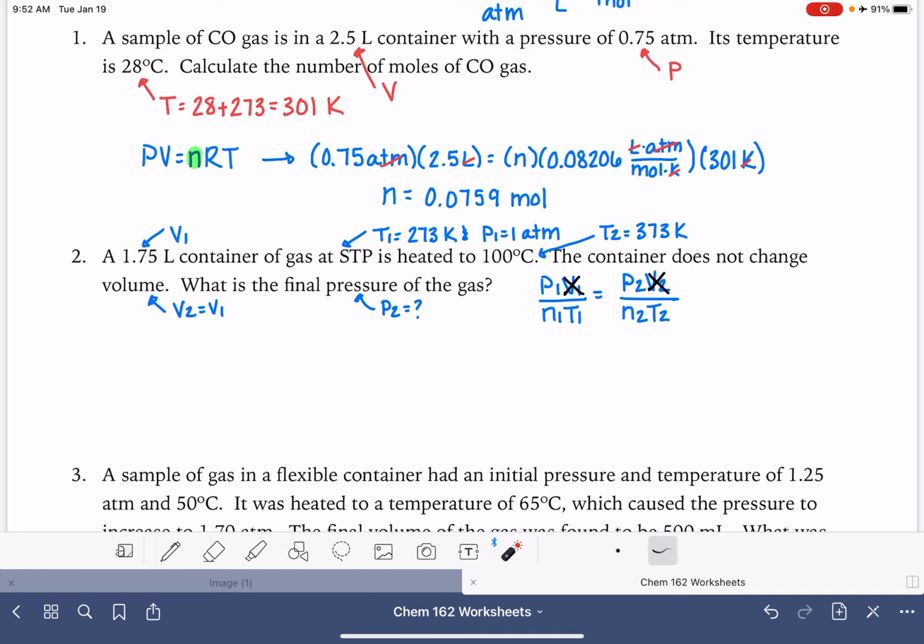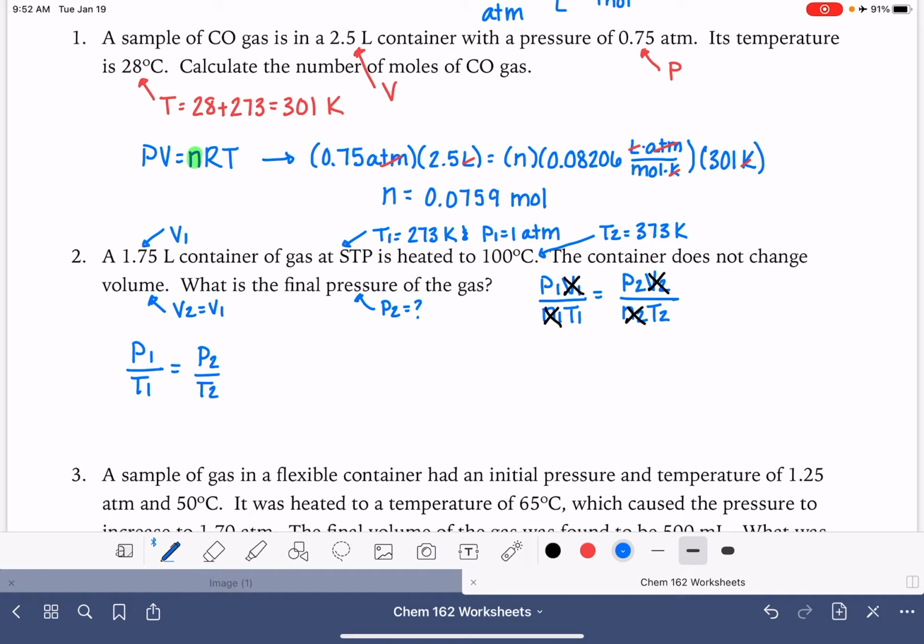Also, in addition to that, if we're not given any information about one of the variables, for example, we're not being given any information about the number of moles of a gas, we can always assume that that variable is unchanging as well. It's constant, so we can cross that off as well. And this leaves us with a simplified equation that says P1 over T1 equals P2 over T2.